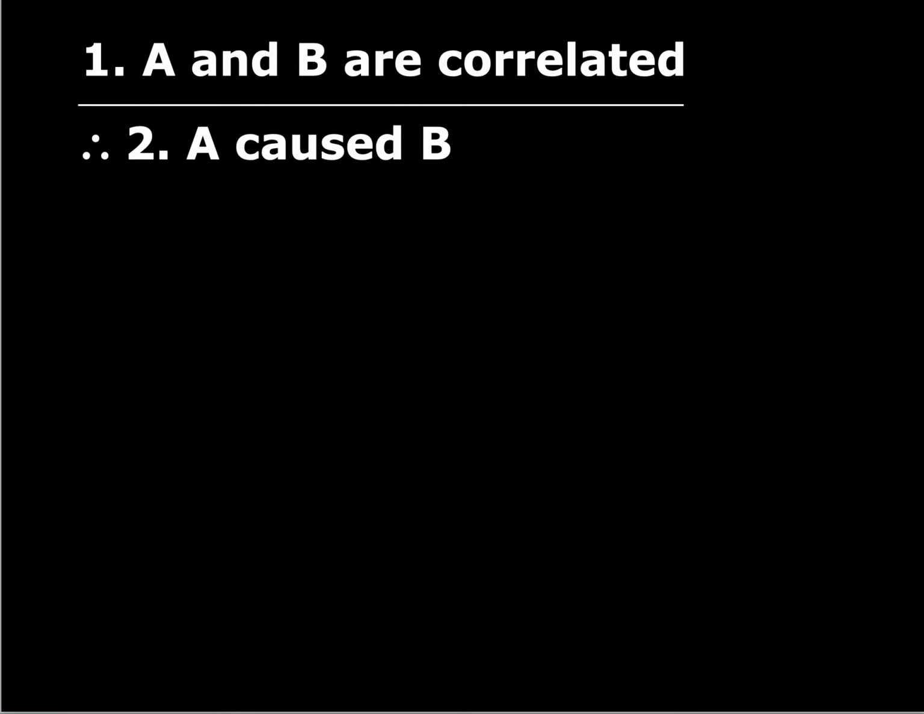So the form of the most basic version of a false cause fallacy, towards the end I'll talk about slightly less basic versions, but the most basic version, and most of the time what you see, is this. Premise: A and B are correlated, therefore A caused B.